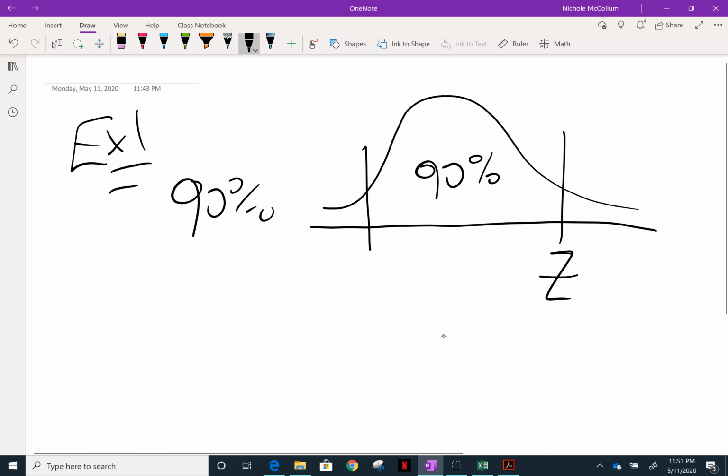Good thing is we learned from previous videos how to do this. I would, first of all, figure out this area to make sure we're clear. That's 5%. How would I get that? Well, because of symmetry in the normal picture, I know that both sides are equal. And if 90% is in the middle, that leaves 10% outside and 5% on each side.